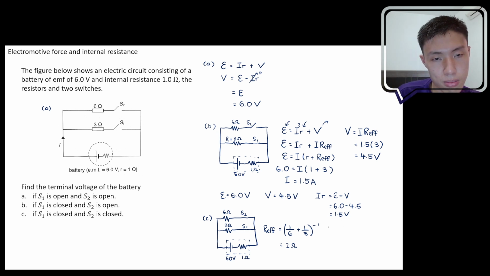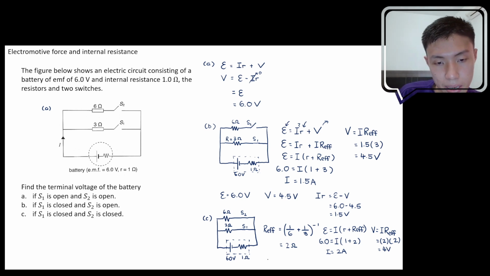Next, we are going to do a similar thing. We are going to do EMF is equals to I times R plus R effective. Okay, you can do a substitution. It's the same thing as what we did in question B. Okay, so I is what we need to find. This should be 1 ohm plus R effective 2 ohm. So you get your current to be equals to 2 ampere. You can find your terminal voltage by substituting I with 2 ampere. The effective resistance here will be 2 ohm. So we can see that the answer is 4 volt.